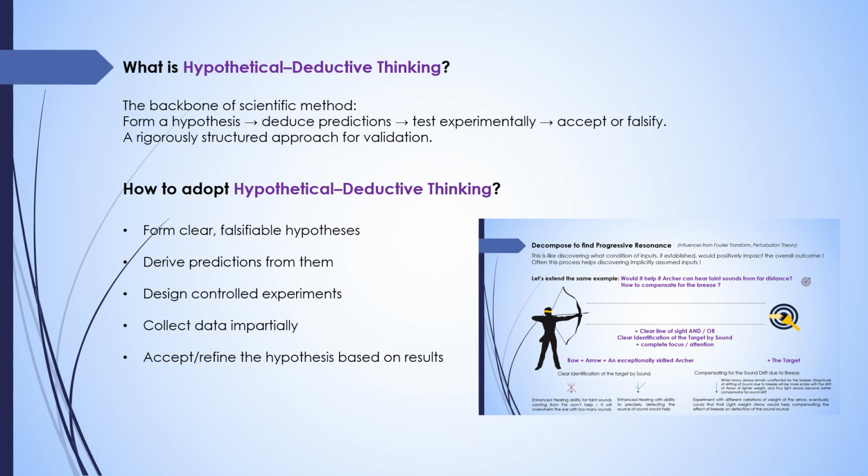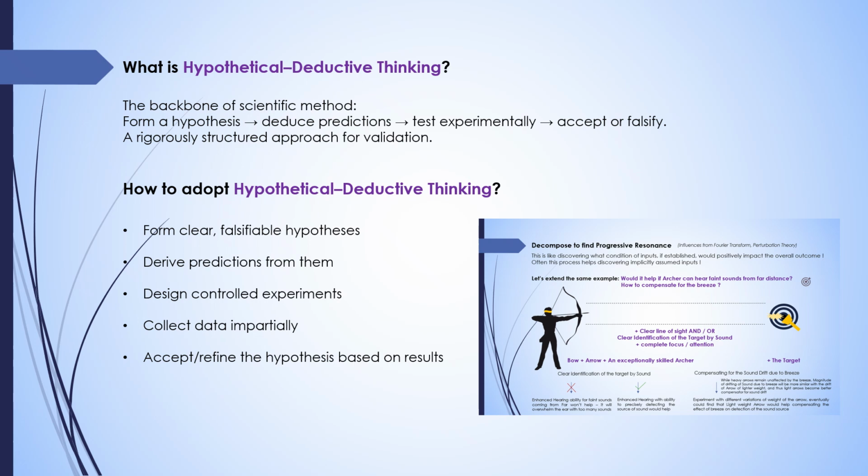Next comes testing. The archer practices under controlled conditions, changing one factor at a time, observing outcomes carefully, and collecting results without bias. Some adjustments work, others don't. What matters is not intention, but evidence. If the results match the predictions, the hypothesis gains strength. If they don't, it must be refined or discarded entirely.